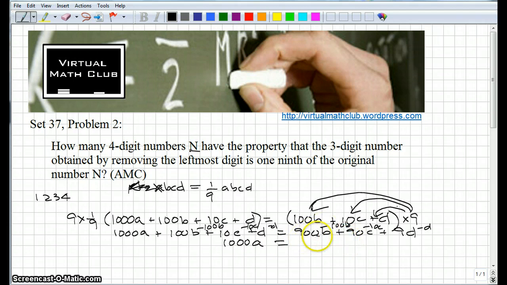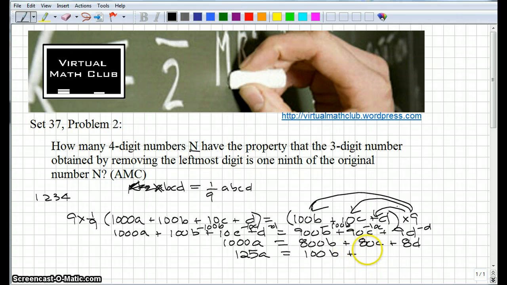And that's equal to, what? 900b minus 100b is 800b. 90c minus 10c is equal to 80c. And 9d minus d is 8d. Okay. Well, alright, we're getting there. It's getting simpler, right? And I can also see that everything here is divisible by 8. 1,000 is divisible by 8, right? Because that's 125 A. And 800 is divisible by 8, which is 100 B.